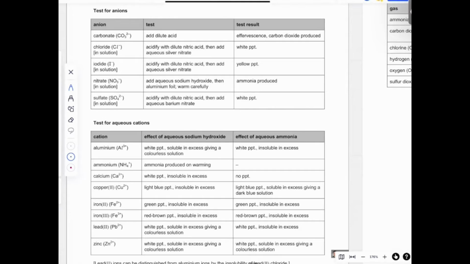Cu2+, if you add sodium hydroxide, you get a blue precipitate insoluble in excess. What does it mean by insoluble in excess? You have a solution you suspect contains Cu2+, you add sodium hydroxide, you get a light blue precipitate. You keep adding sodium hydroxide, the light blue precipitate stays. So it can't dissolve back.